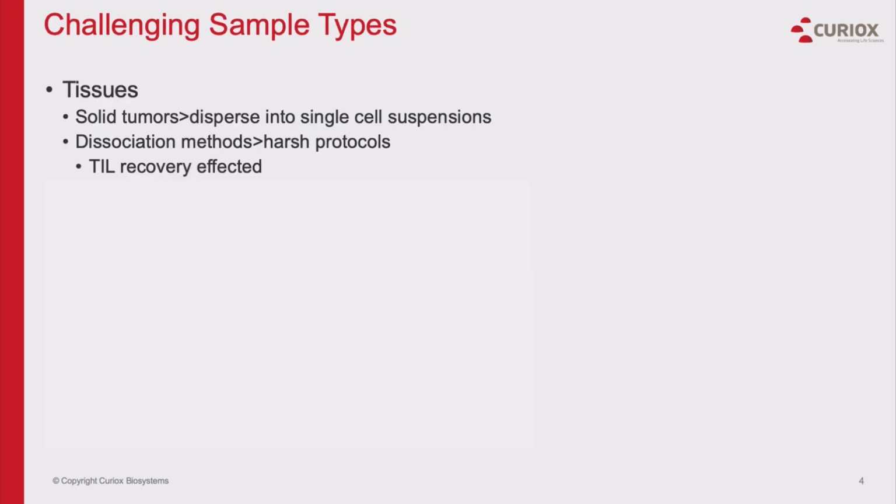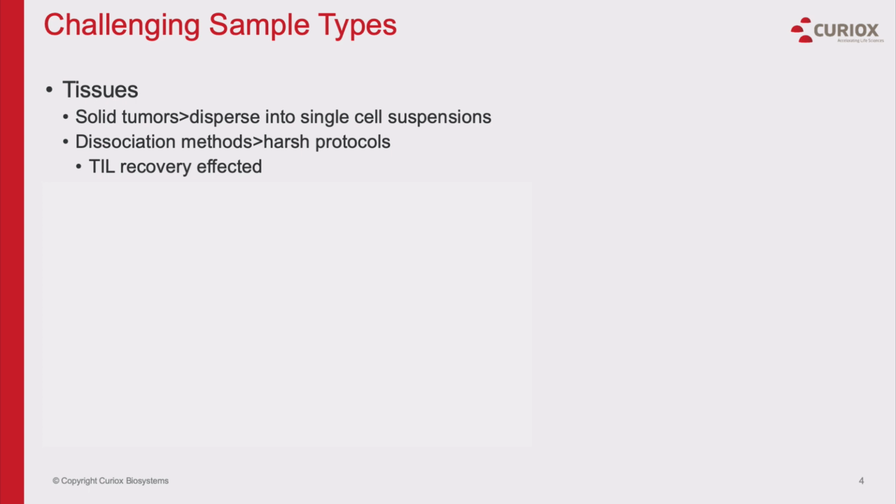So I want to move on to a couple of challenging sample types that I know I've worked with, and I know some other people that I've worked with during my flow career have worked with, and where some of our collaborators have worked with as well. So the first one, and I think many of us can agree, we've all been challenged with tissue samples. Okay, how many times has somebody come to us and they want to run an experiment with solid tumors?